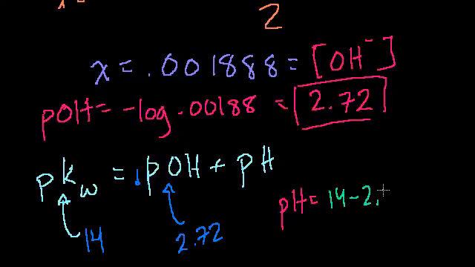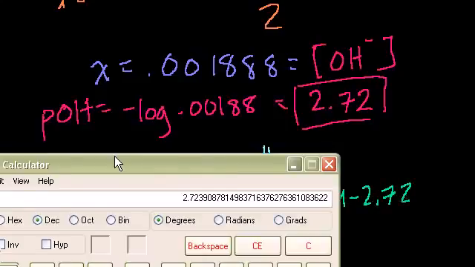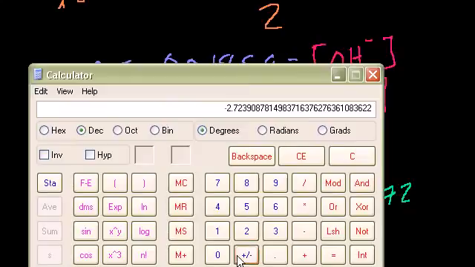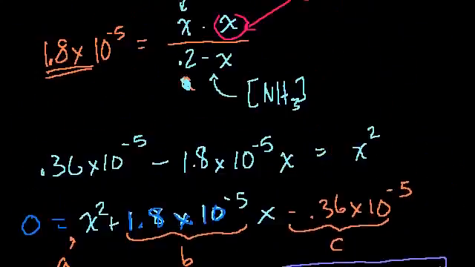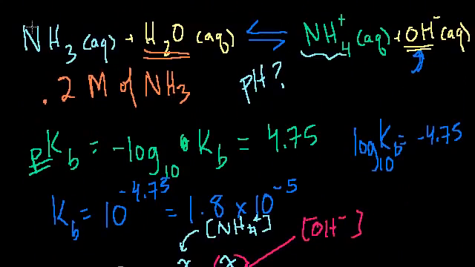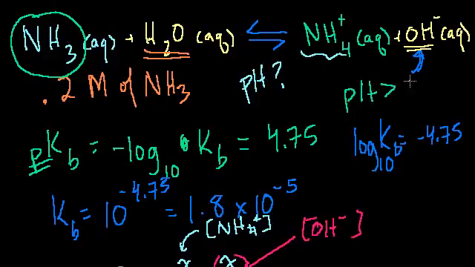14 minus 2.72. So we do the minus plus 14 is equal to 11 point, let's just say 11.3. So your pH is equal to 11.3, which makes sense because we said this was a weak base. Ammonia is a weak base. So it's basic, so it should increase your pH above the neutral 7. So the pH should be greater than 7.